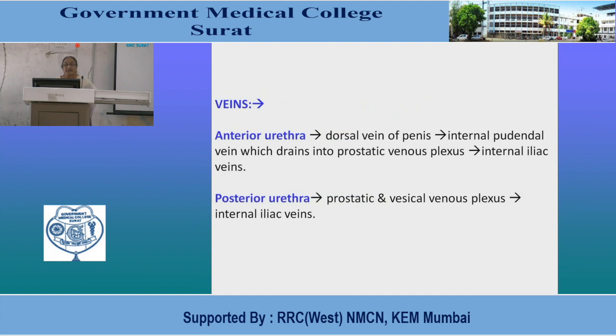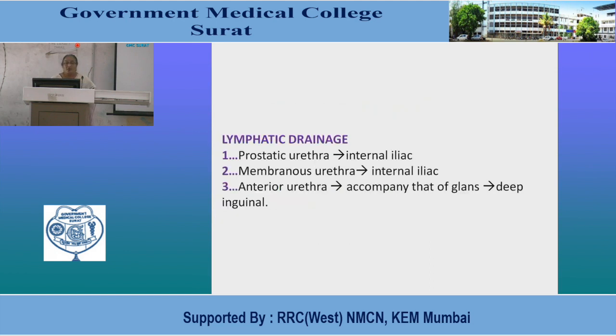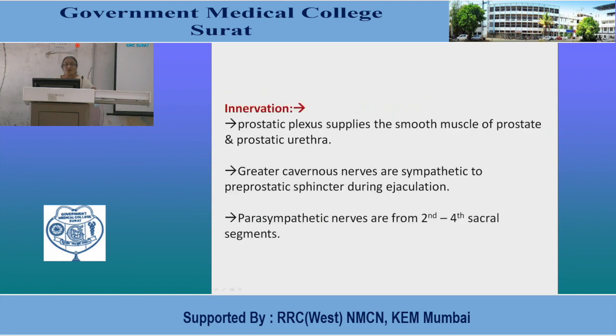The veins: the anterior urethra drains via the dorsal vein of the penis, then the internal pudendal vein, which drains ultimately into the prostatic venous plexus and internal veins. The posterior urethra drains into the prostatic and vesical venous plexus and ultimately into the internal iliac veins. Now lymphatic drainage. First, the prostatic urethra drains into the internal iliac lymph nodes. The membranous part drains again into the internal iliac nodes, and the anterior urethra, accompanying that of the glans, drains into the deep inguinal lymph nodes.